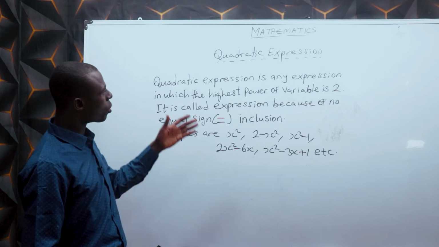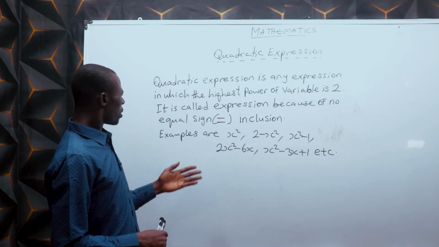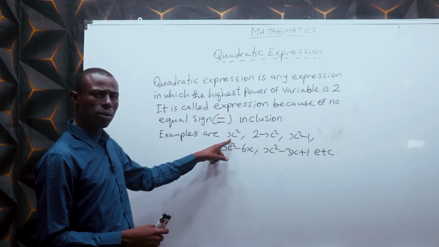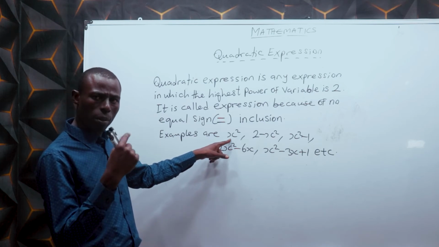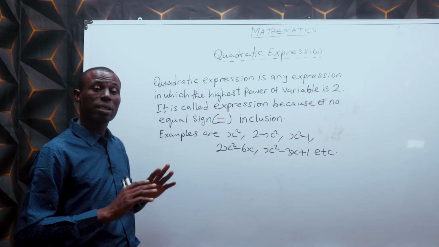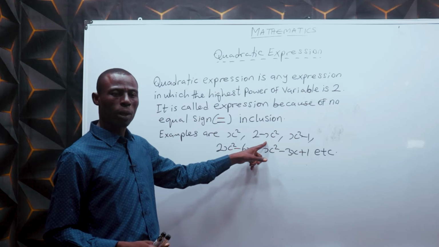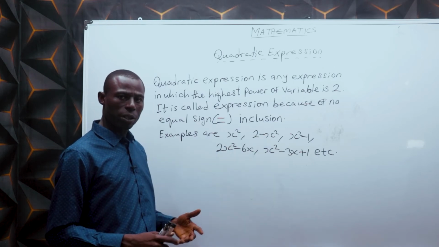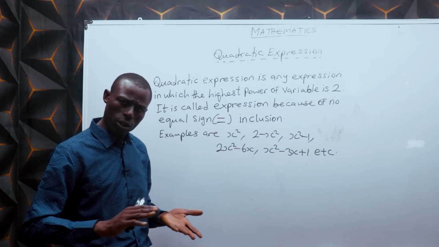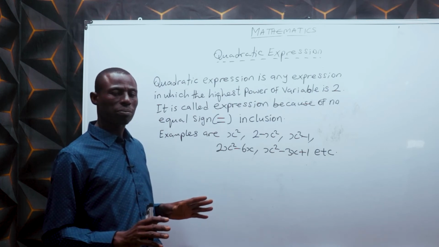So now we want to consider quadratic expression. Example of quadratic expressions are x raised to power 2. The power 2 makes it quadratic. The fact that it does not contain equal sign makes it expression. Another one is 2 minus x squared. That power 2 on the x squared makes it quadratic. The fact that it does not contain equal sign makes it expression.